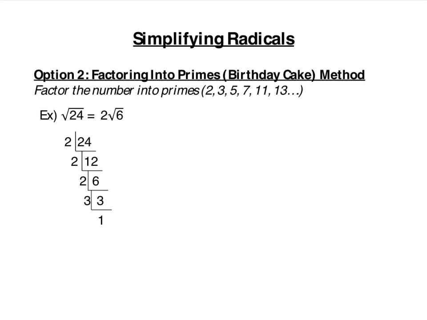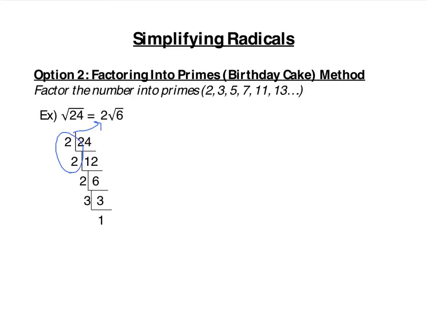Now, once you have it factored into primes, you need to circle your pairs. So I'm going to circle these 2's, and then I have a 2 and a 3. So these 2's are going to get married and move outside the house. So if you notice, they are outside of the radical.